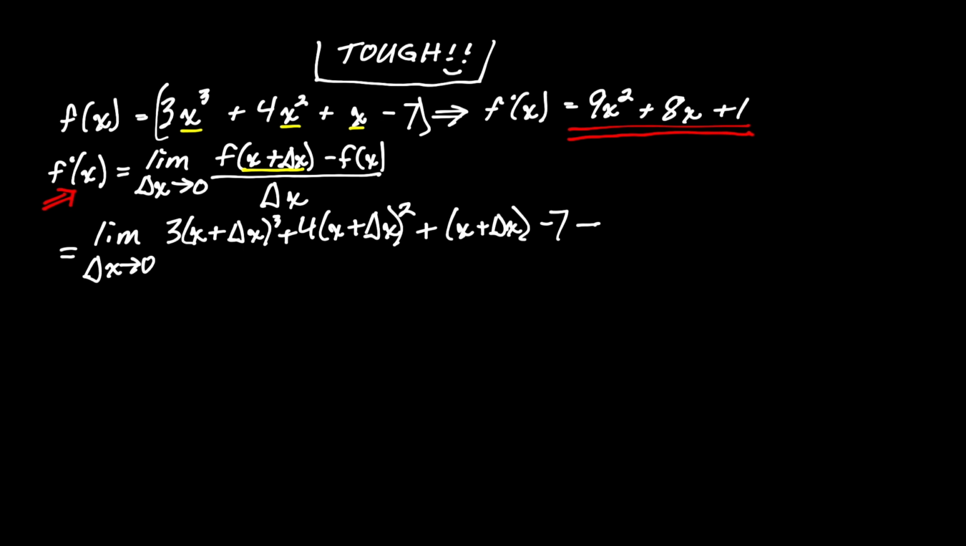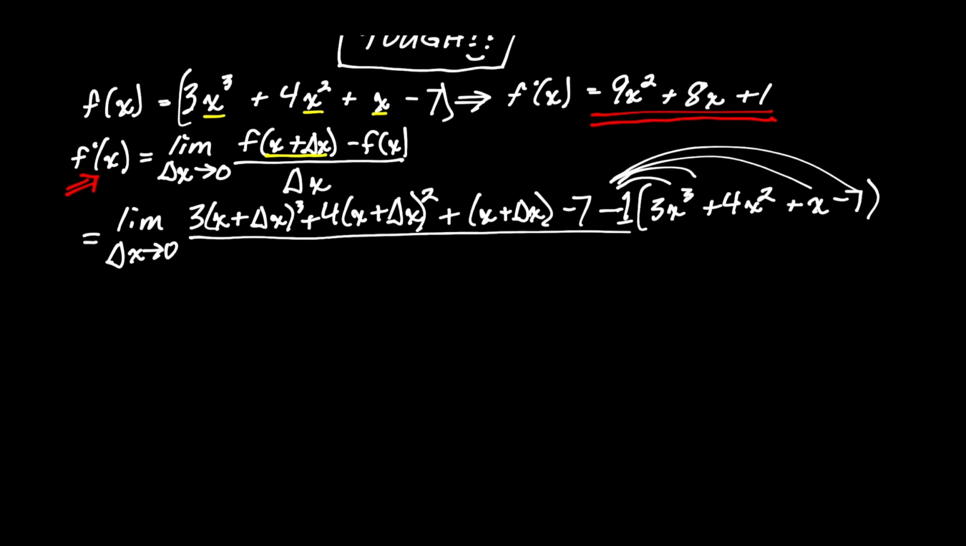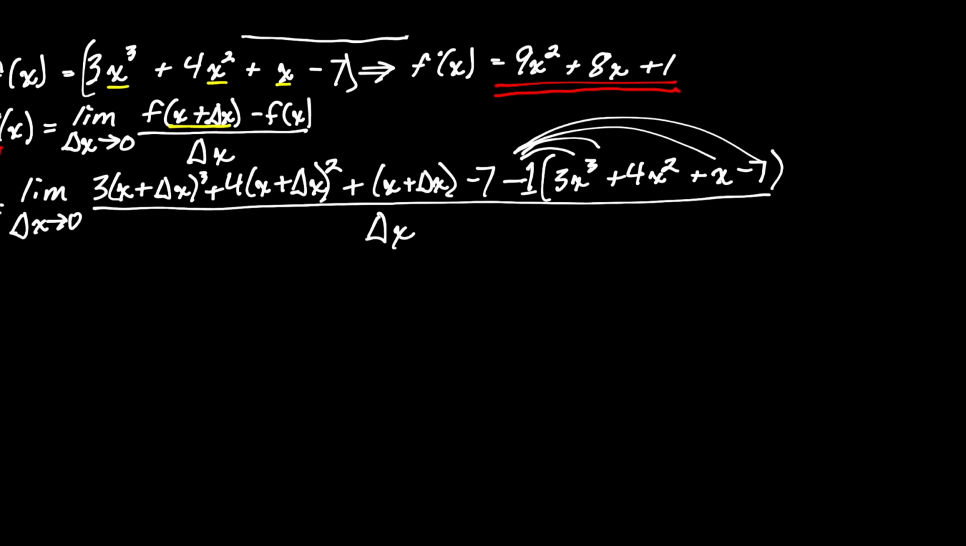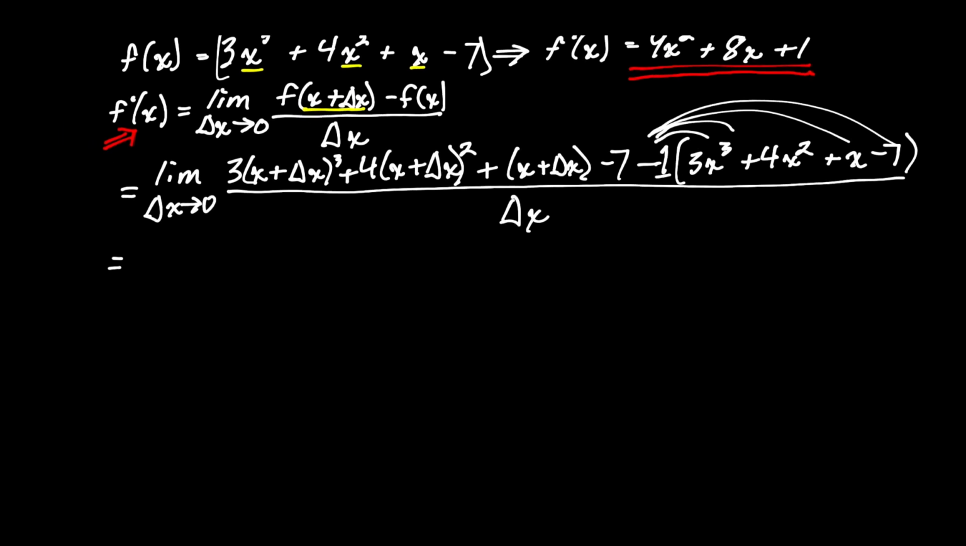So minus 3x cubed plus 4x squared plus 1x minus 7. And the reason we do that is because we know we're going to have to distribute this negative on all 4 of those terms. So once again, this is all over delta x. All right, so going to have to move around on this one maybe. So we've got a limit of delta x going to 0. 3.